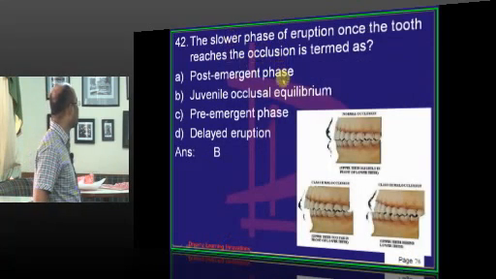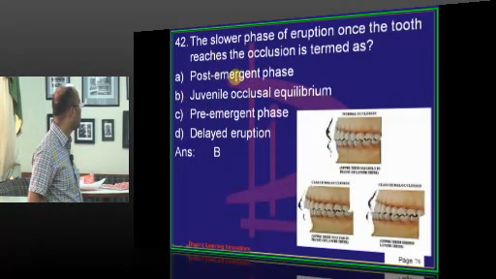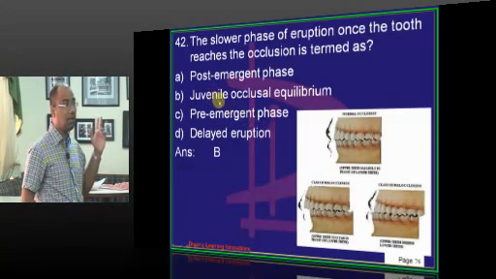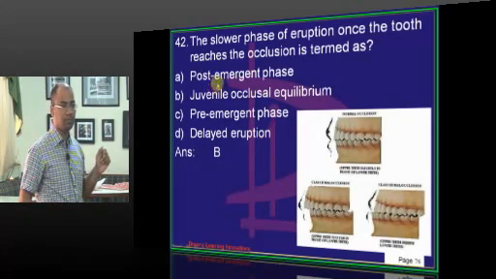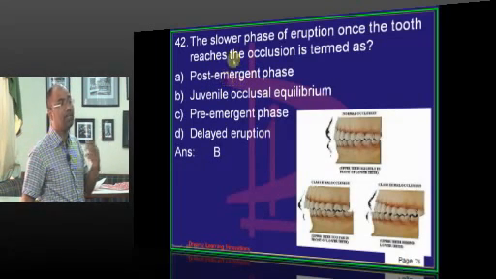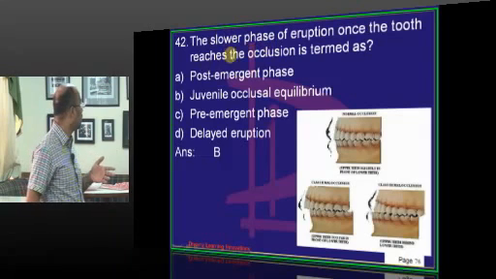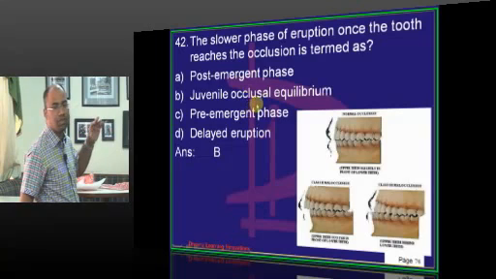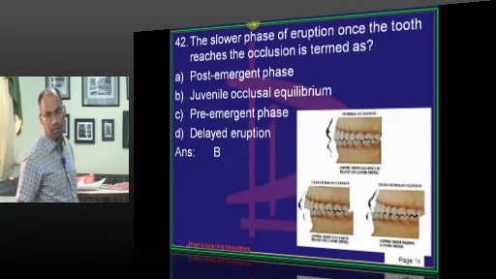The slower phase of eruption once the tooth reaches the occlusion is termed as, what is this? Is it post-emergent phase, pre-emergent? Pre-emergent is before the tooth erupts. As I said, the eruptive tooth movements will start in stage 6 once the crown is completed, whereas this post-emergent phase will start once the crown breaches and enters the oral cavity. That is when 2/3 of the root is formed, in the 8th stage. Now this is slower, a passive phase where the teeth have to reach the occlusal level. That is called juvenile occlusal equilibration.